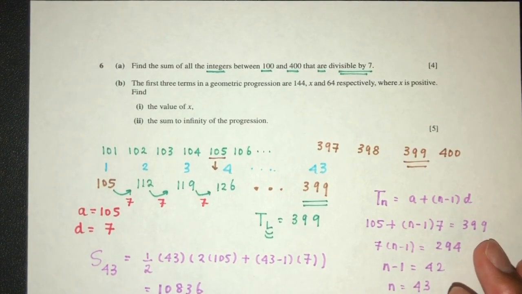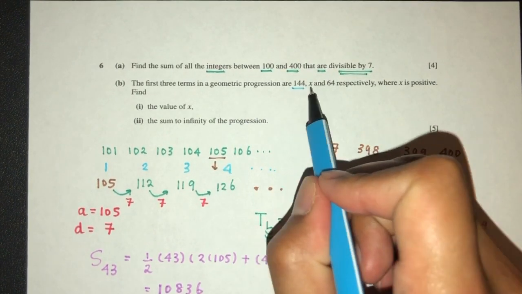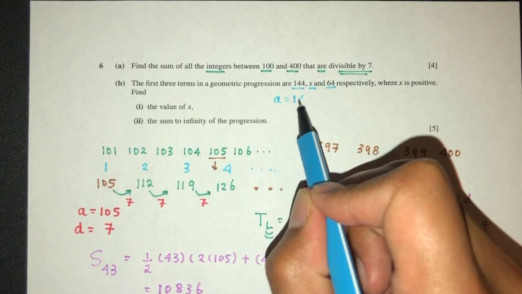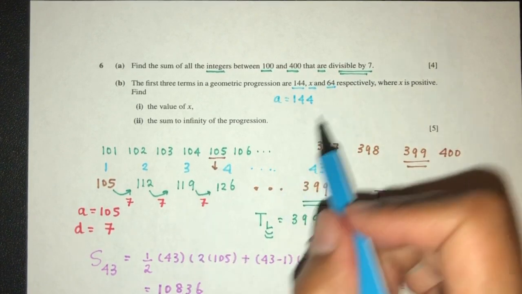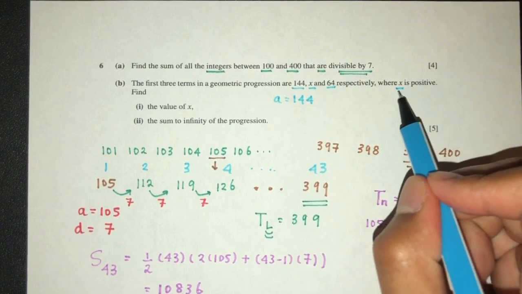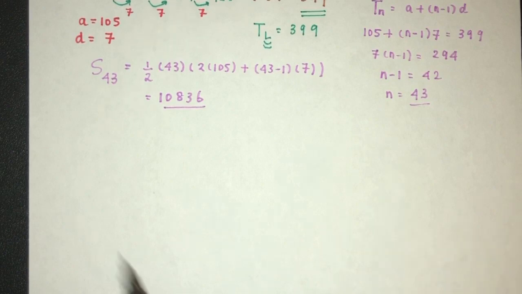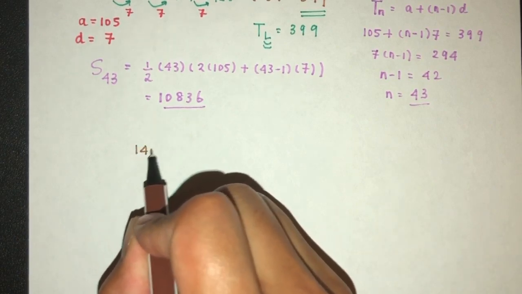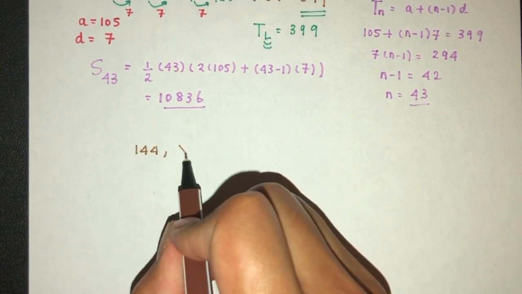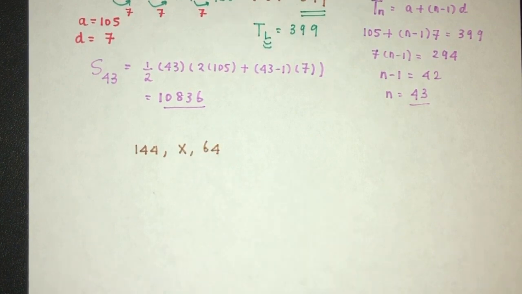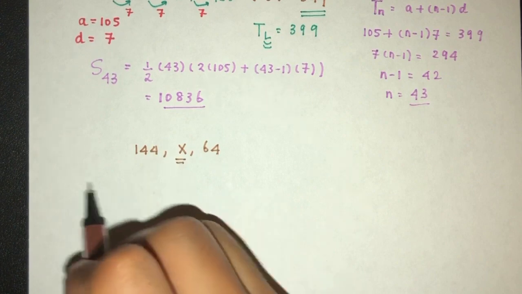The first three terms in a geometric progression are given. So the first term a is 144, where x is a positive value. Let me write this down: the first term is 144, then x, then 64. Now, part 1: find the value of x.